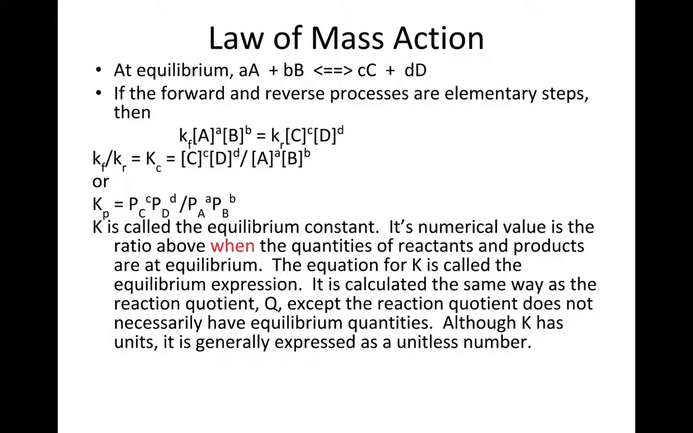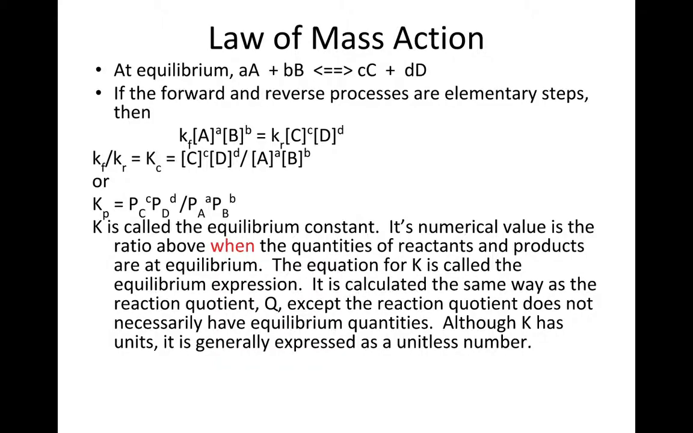The equation for K is called the equilibrium expression. K equals C to the c, D to the d over A to the a, B to the b. We calculate K, of course, the same way we calculate the reaction quotient Q, except for the reaction quotient, you don't necessarily have to have equilibrium quantities. The reaction quotient is used to evaluate whether or not you're at equilibrium. If you are at equilibrium, then you plug in the numbers for the equilibrium concentrations or pressures, and you get the equilibrium constant.